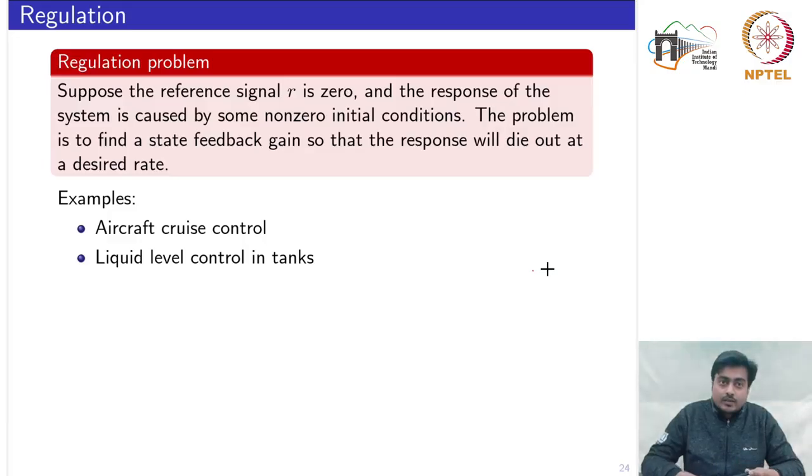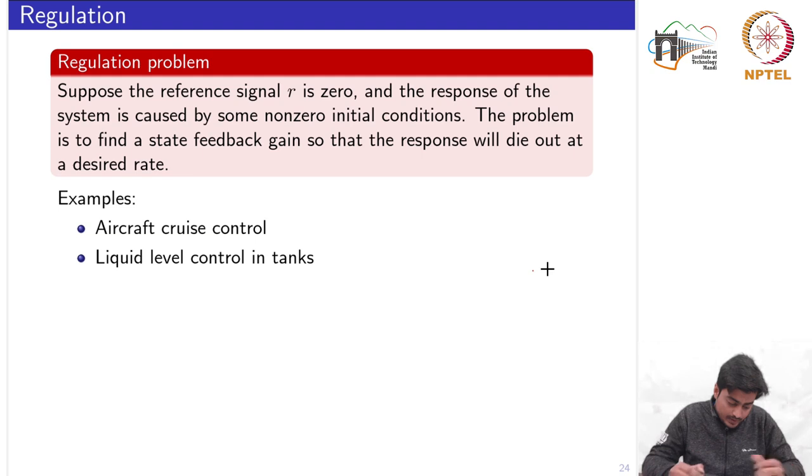So far we have discussed the state feedback control design problem for a generic case where we have assigned the eigenvalues to some desired location. The further classification of that generic state feedback control design problem is two: first is the regulation problem, and second is the tracking problem, which we will discuss later.